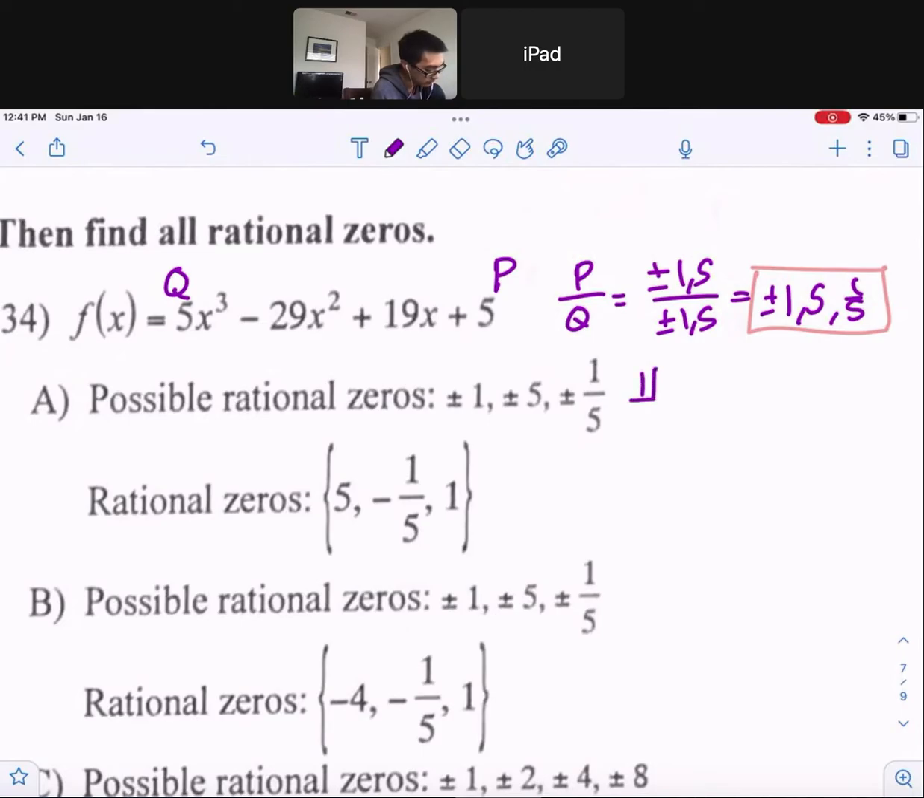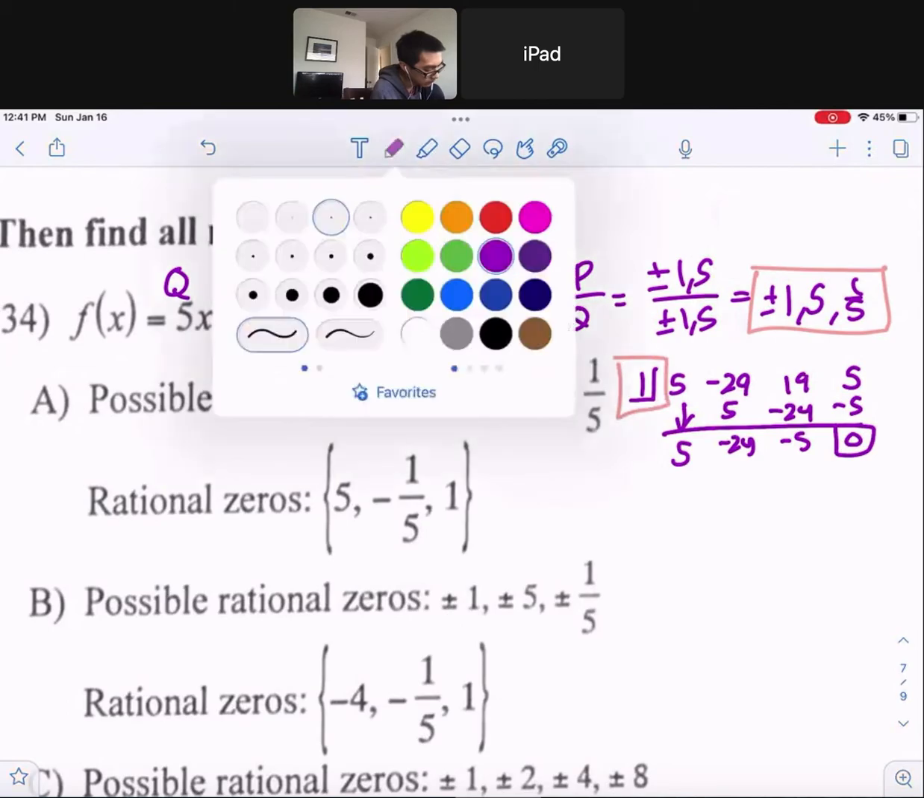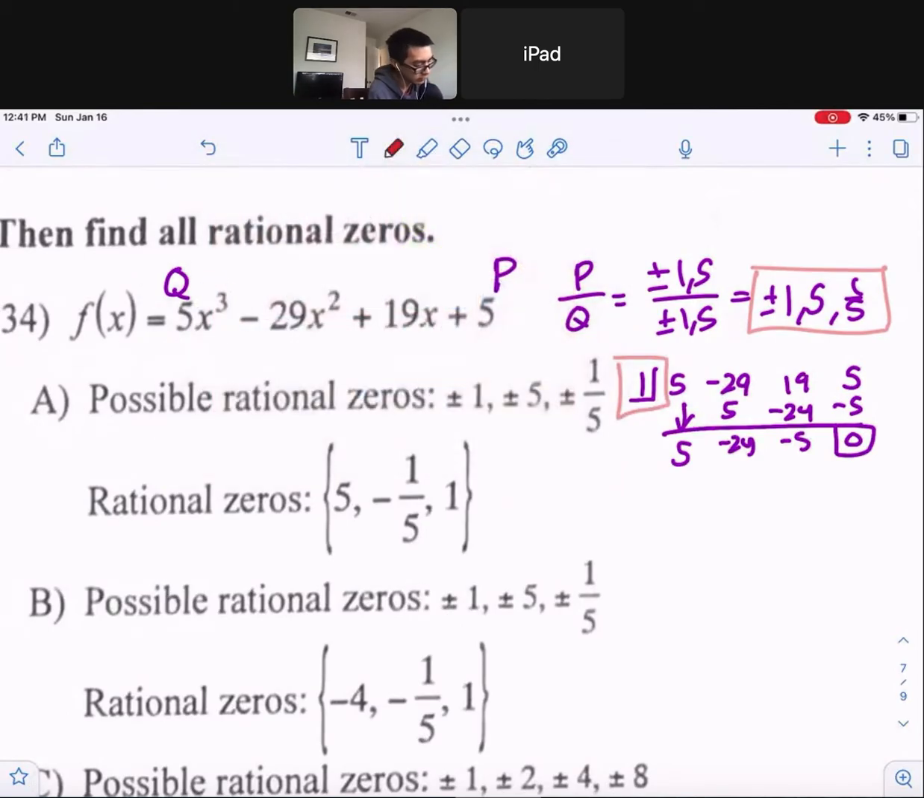Let's try out 1, 5, -29, 19, and 5. Drop down the 5, multiply, add, multiply, add, multiply, add. So 1 is, again, one of our zeros. Remember when you do synthetic division, the result is 1 degree less than the original to start with. So x squared and x. So we really have 5x squared minus 24x minus 5 all equals 0.